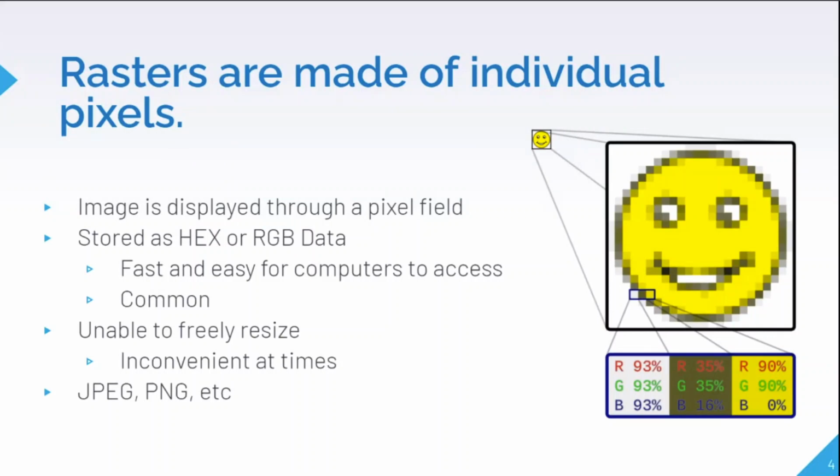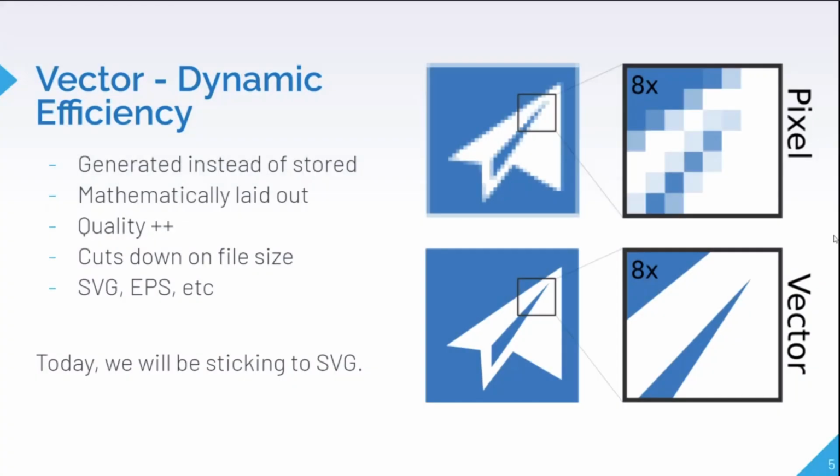Now you may be wondering, what are vector images, which is the second one we're going to be talking about. Vectors, like I named it on the title, dynamic efficiency, and you're going to see why. Instead of different pixels being generated, like in the illustration to our right, the vector is actually mathematically laid out on a coordinate system.